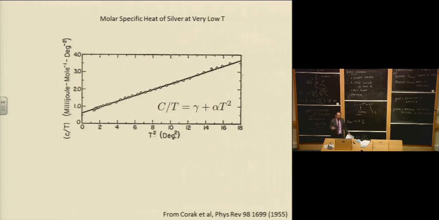So this is blown up, the very, very low temperature regime, sort of 1 to 4 or 5 Kelvin. What's plotted here is the heat capacity divided by the temperature as a function of temperature squared. If it was a pure T cubed law, then this line would be a straight line and it would intersect zero. It obviously doesn't intersect zero. It intersects a finite intercept, which is in fact gamma.